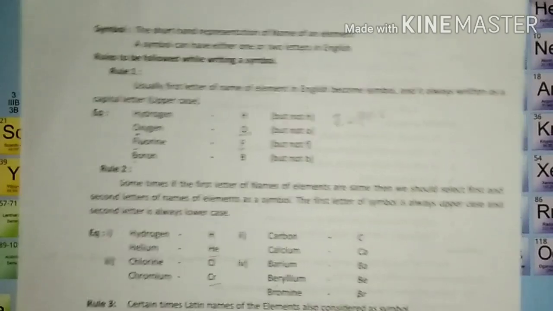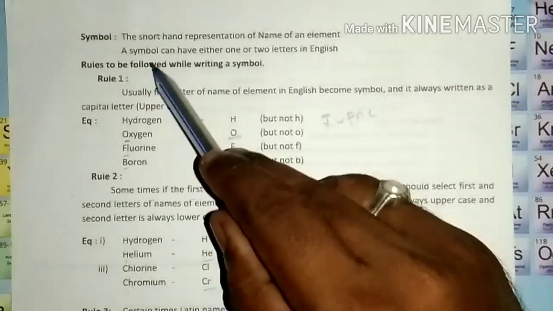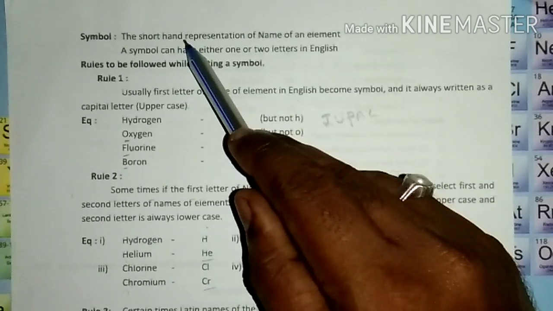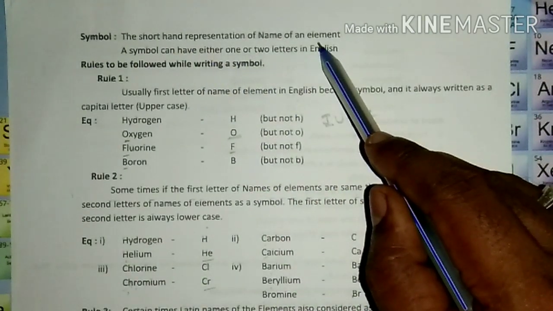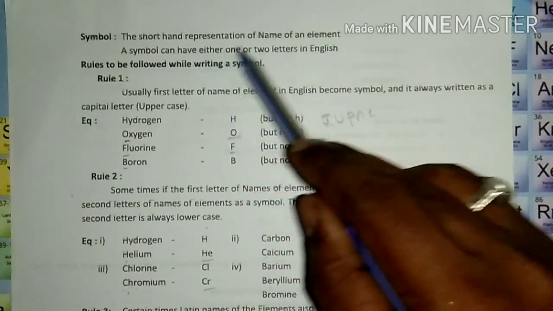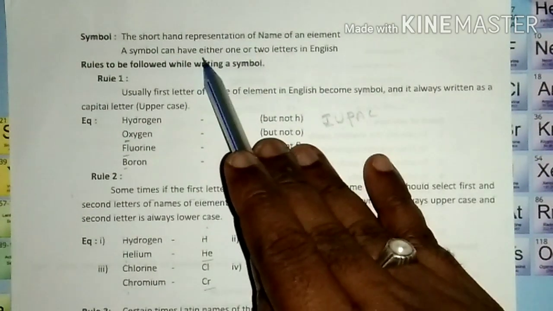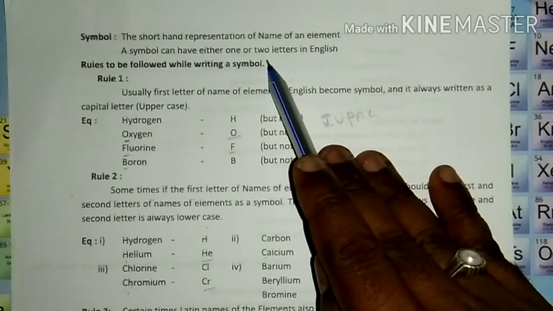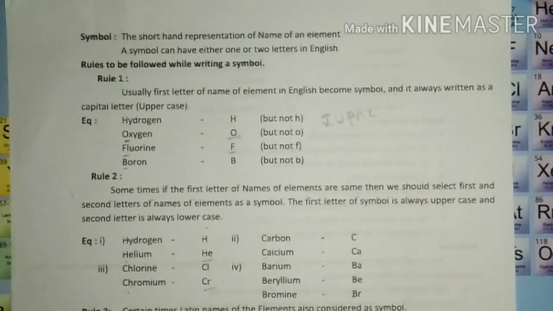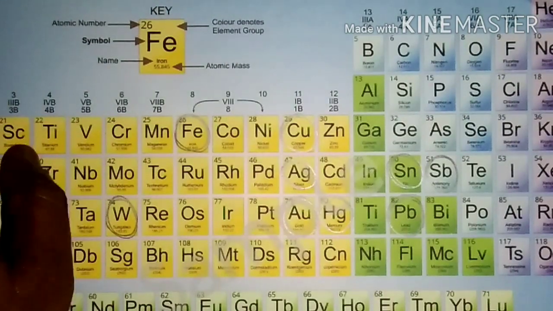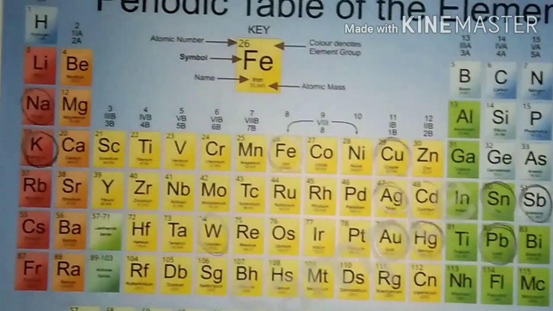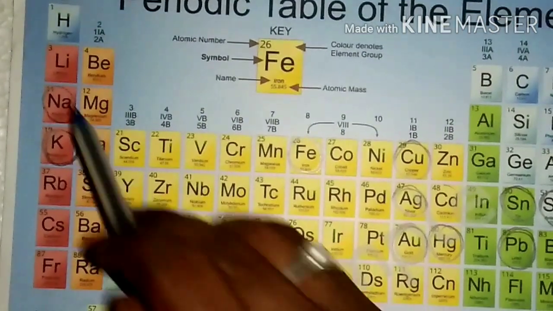Now, what is a symbol? Symbol is nothing but a shorthand representation of the name of an element. The symbol can have either one or two letters in English. This concept of symbol was introduced by Berzelius. For example, the symbol of hydrogen is H.